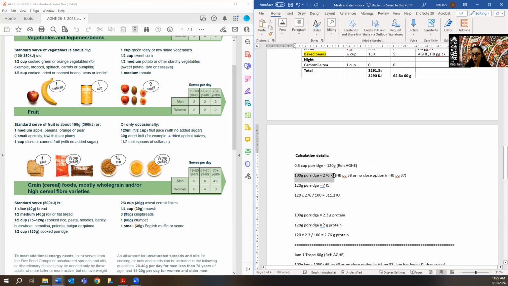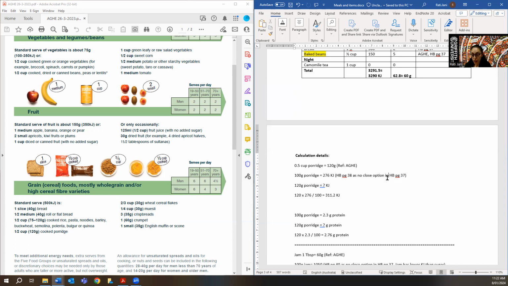Now, as you see over here, I have given the explanation for your own understanding. I have taken this kilojoule from handbook page 38, which is the detailed ready reckoner per 100 gram or per 100 ml, because there was no close option in my quick ready reckoner. If things are there in the quick ready reckoner, that is fantastic. Why do I like the quick ready reckoner? Because it gives you your composition of nutrients alongside serves, so it saves you one step of looking at the Australian Guides to Healthy Eating. It makes your task faster. That's why I like the quick ready reckoner.